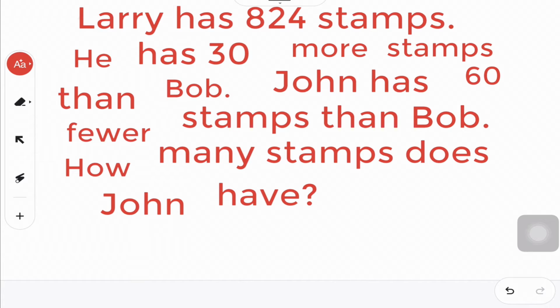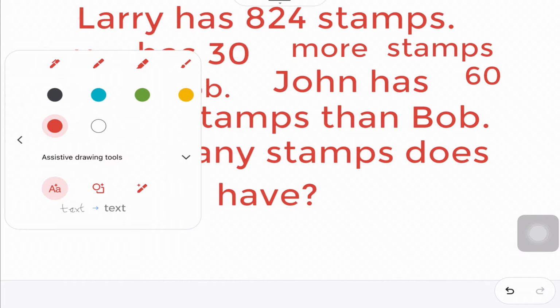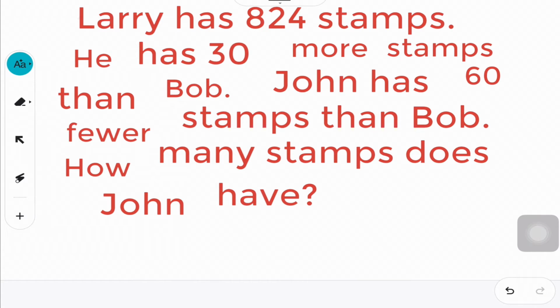So, the first thing I want you to do is read the word problem 2 times, 3 times. First, understand the content, what is there in that. And then I want you to look for the tricky words and then decide whether it's an addition or subtraction. Then let's go ahead with that.